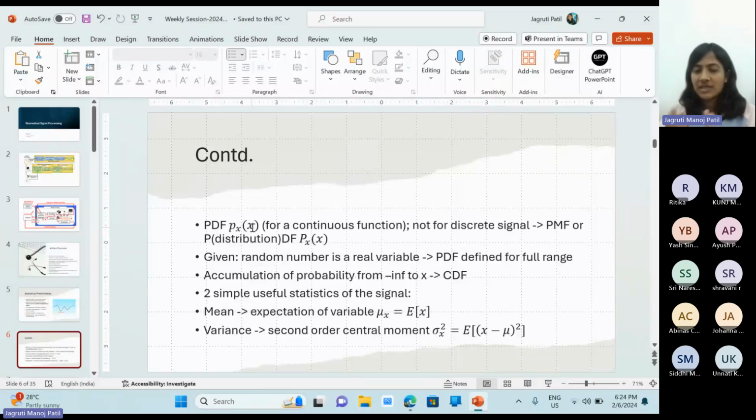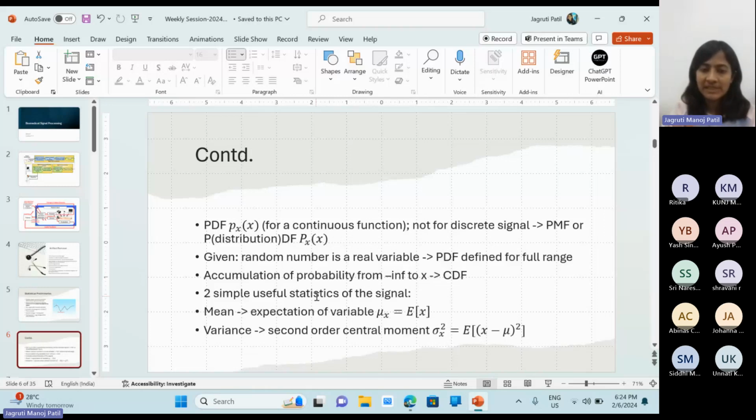If it's continuous, then for this particular value the probability is this, then from this to this is at least this point, at least this point. So it forms a continuous curve. The accumulation of all the probabilities from negative infinity, or wherever you're taking the range from, to a particular point you're interested in, is called the CDF.